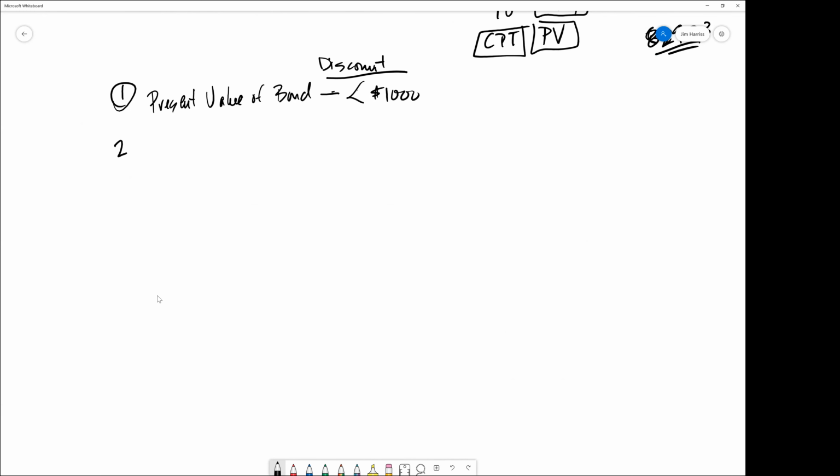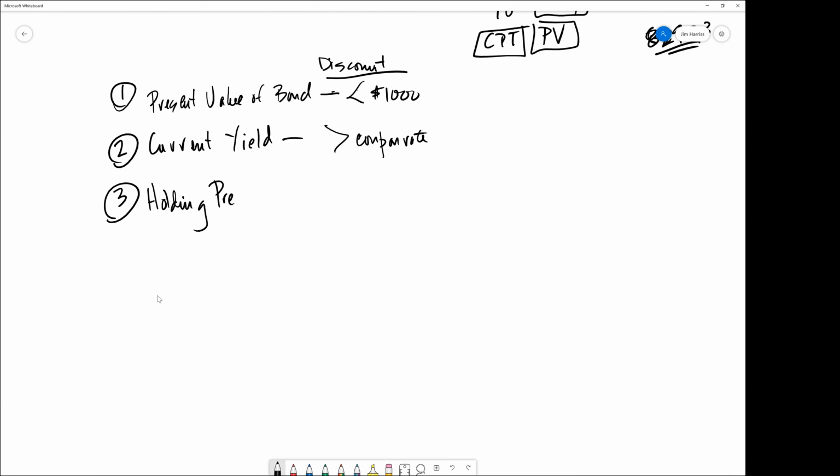Okay, number 2, you're looking for the current yield on the bond, and I'm going to explain what that is. And that's got to be greater than the coupon rate. This is how it has to work. Number 3, you're going to look for what they call the holding period return. Okay, what you received as a return on your investment over the period of time that you held the bond. That's got to be greater than your current yield.